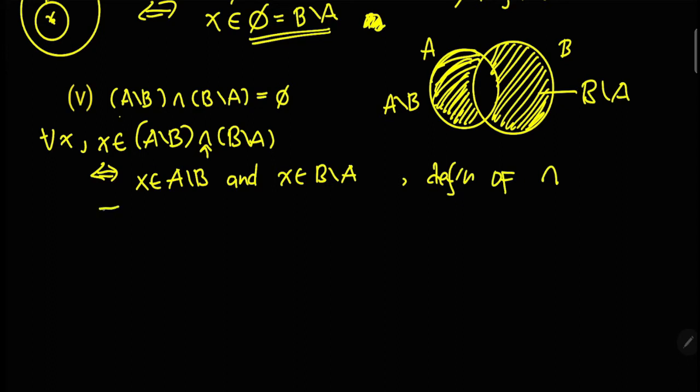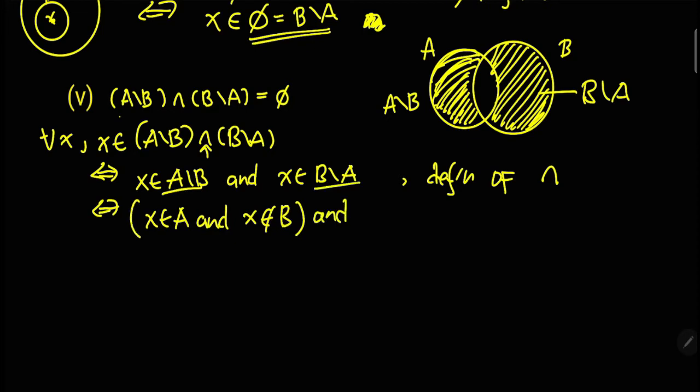Now we can apply the definition of complement here. So X is in A and X is not in B. And the other statement is also a complement. So that means we have X is in B and X is not in A. Again, that's the definition of complement.